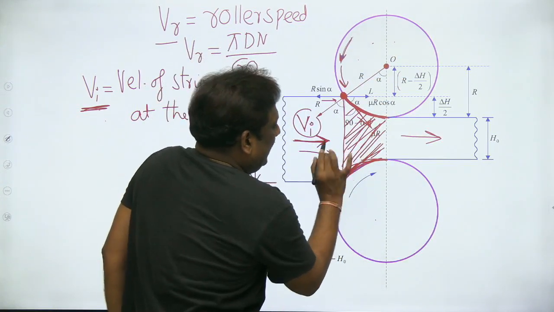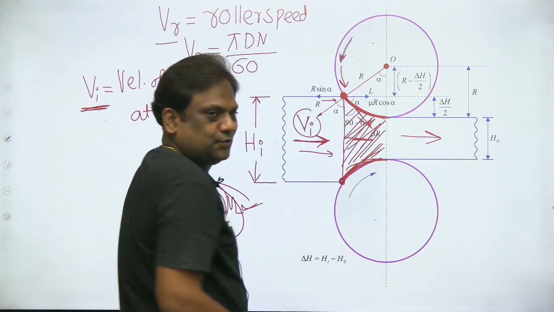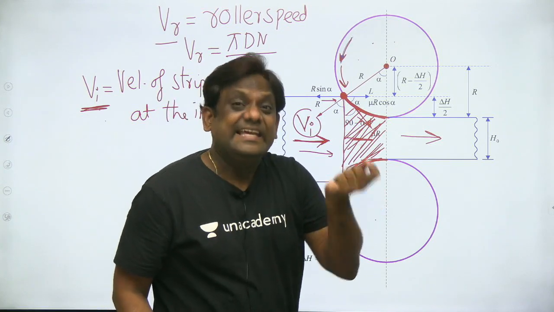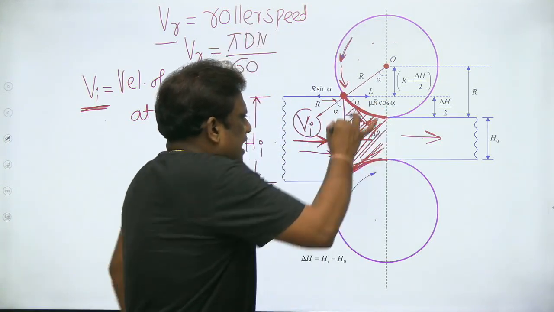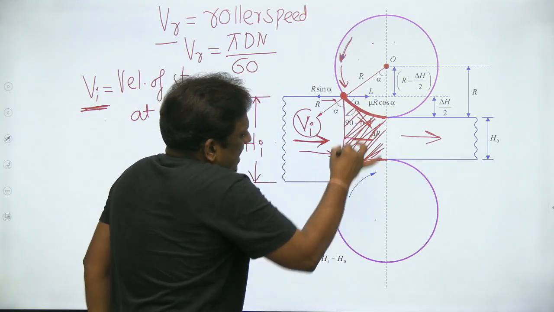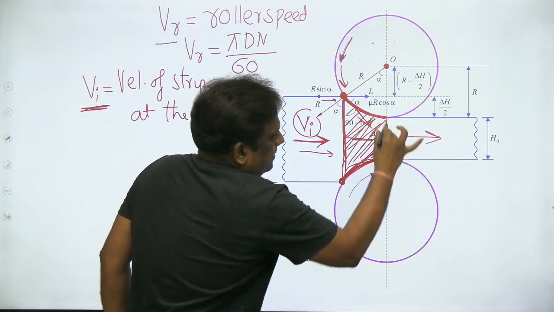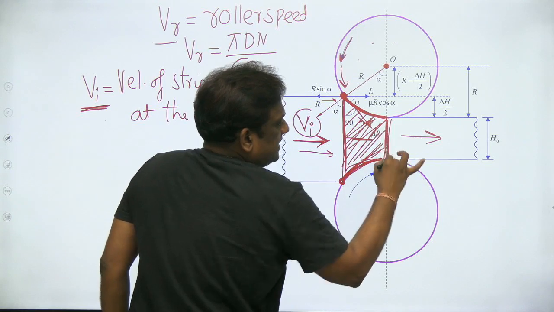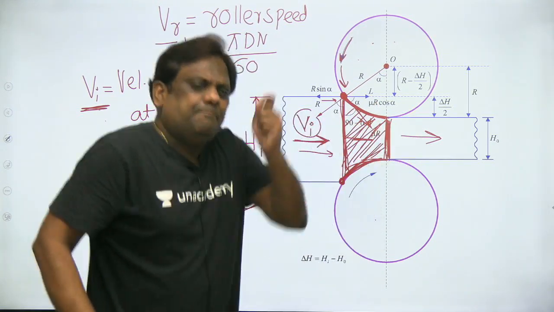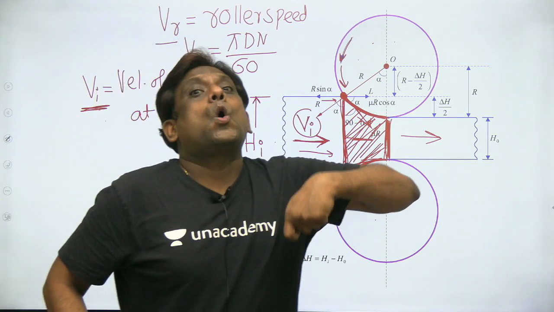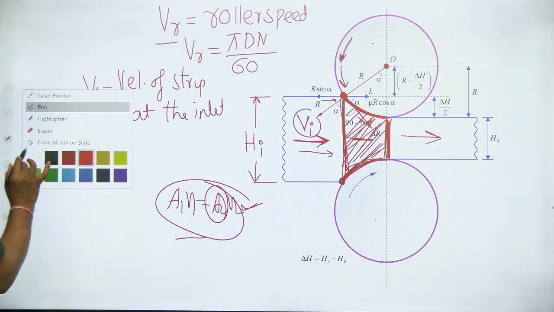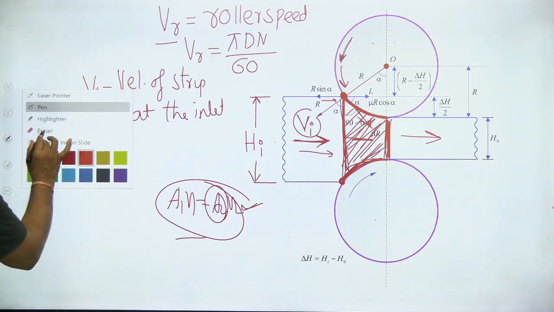So now my material is flowing in this converging zone. As the area is decreasing, the velocity is increasing. This means it is continuously in the converging zone, from entry to exit. This is the exit. From entry to exit, the strip velocity increases continuously. Very good, my dear students. The strip velocity increases continuously.